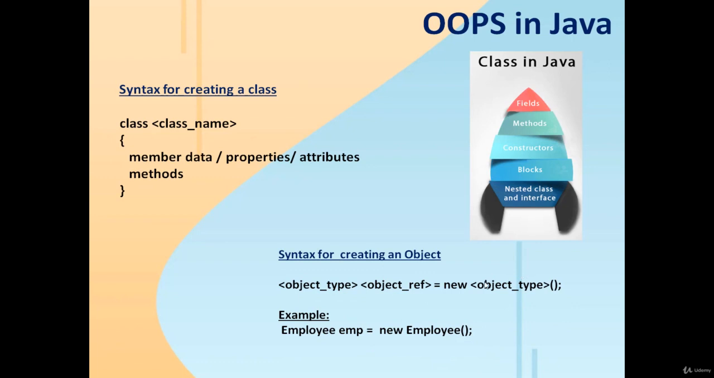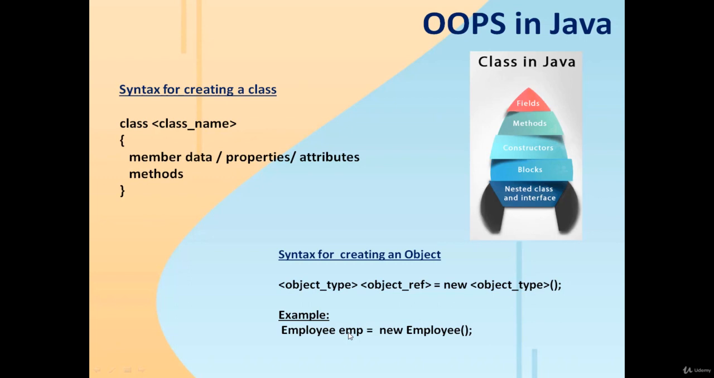To create an object, the new keyword is used. I want to create one employee. So new, what type of object? Employee type object. So new object type, and it is identified with a reference. So object type, object reference is equal to new object type. As an example, new Employee is the object, and its reference is Employee emp, to identify that object.